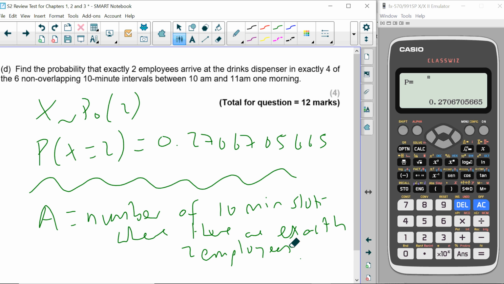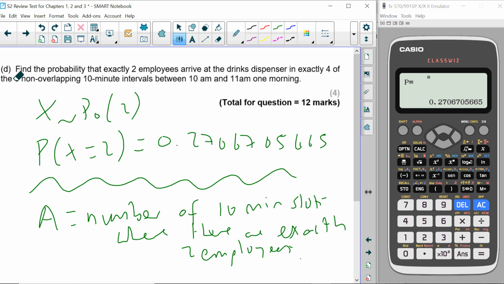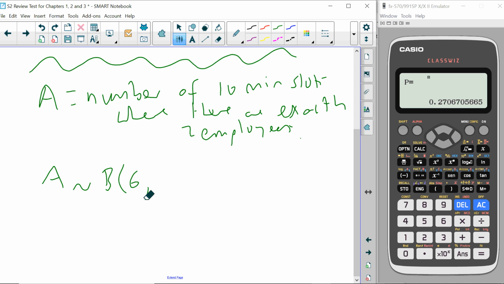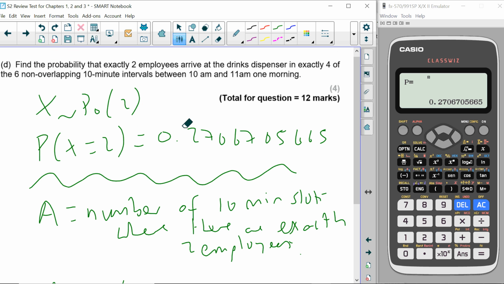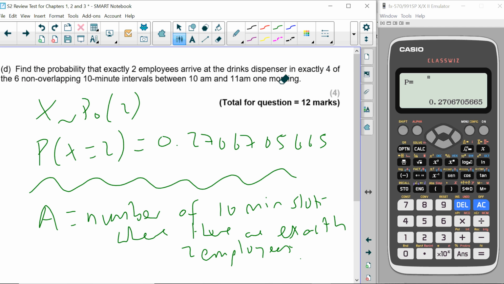I know it takes a long time writing out these distributions, but it is worth doing, so it is worth marks. So A is binomially distributed with N of 6. It even tells you in the question, there are 6 10-minute intervals, non-overlapping, very important, between 10 AM and 11 AM. The probability of it happening in any one of those 10-minute intervals is the answer you've just calculated, 0.27067056665. And we're looking for when this happens exactly 4 of the 6.